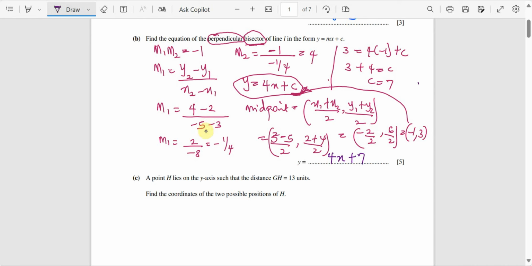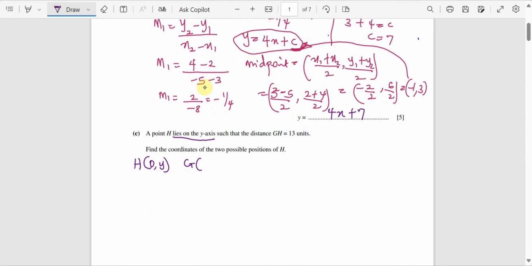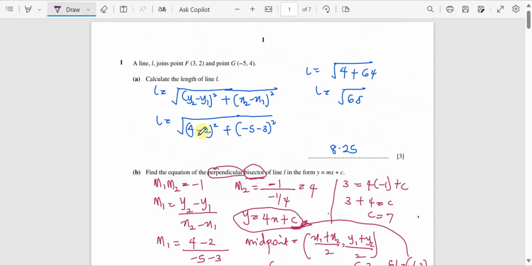For a point to lie on the y-axis simply means that the coordinates of that point will be 0, y. The coordinates for G have been given to us before: G is minus 5, 4. And the distance between these 2 points is 13 units. So we're going to use our formula for calculating the distance between 2 points, which is the same thing as the length of the line, which we did here.